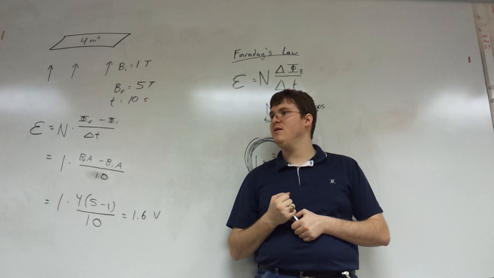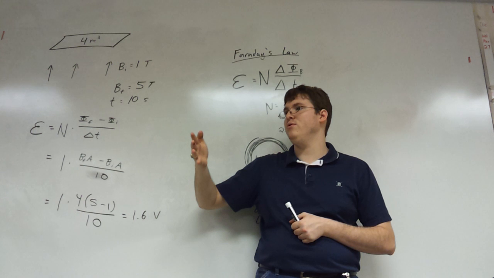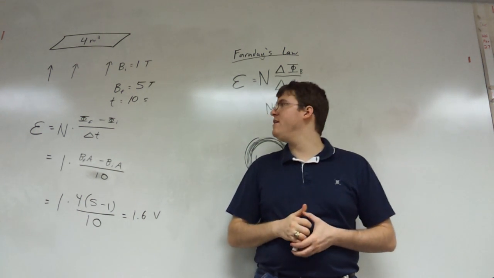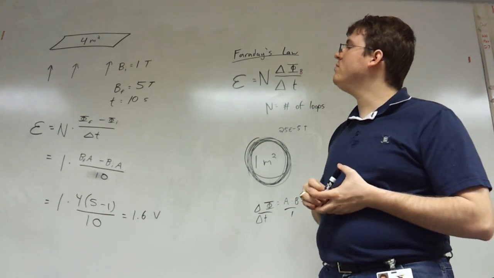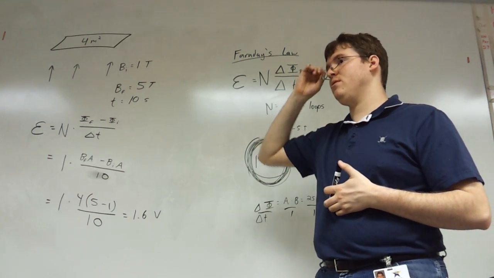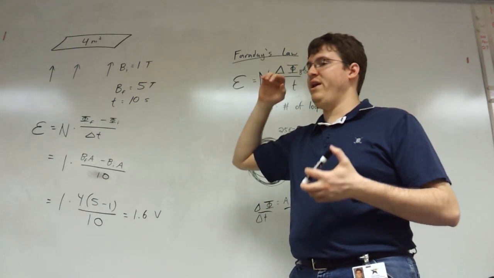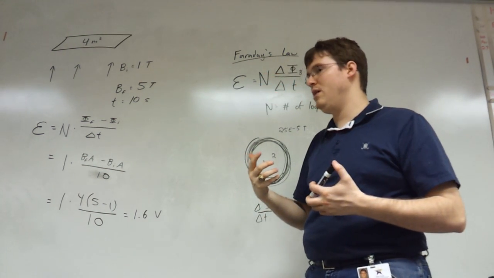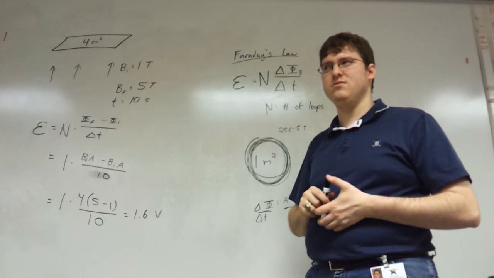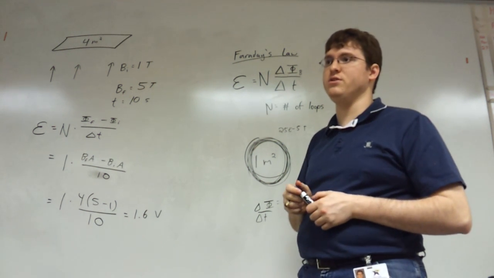What's more complicated? Instead of changing the area, we're going to start changing the angle. We can change the area as well. And then we need to determine the direction of the current, because we know there's going to be a current, right? We have a voltage, there's going to be a current. We need something called Lenz's law, L-E-N-Z, to determine the direction of the current.